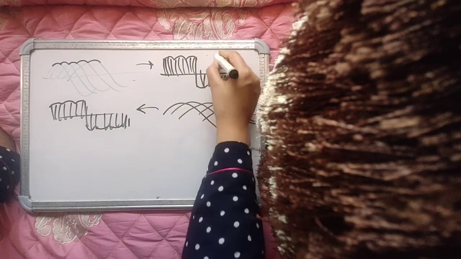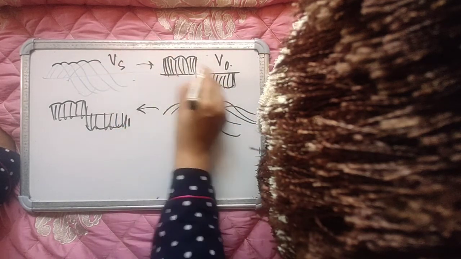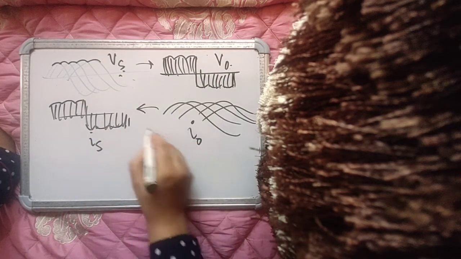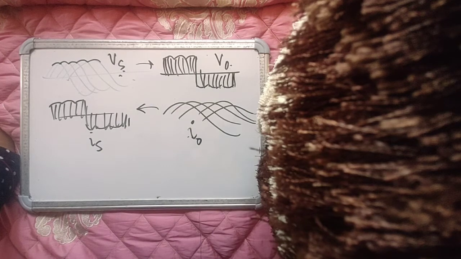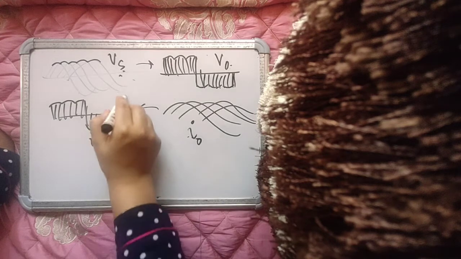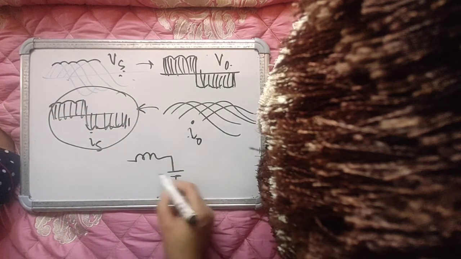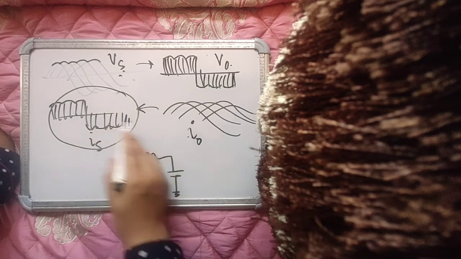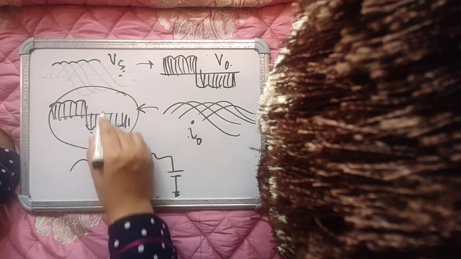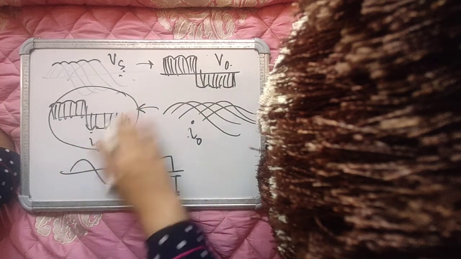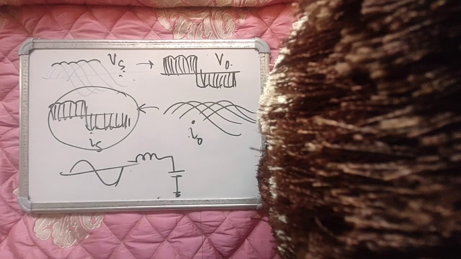So load voltage V0 is a controllable switching function of Vs, and source current Is is a controllable switching function of I0. Because the source current is discrete, it has higher order harmonics, so you always tend to use a small LC filter at the input of the converter, in each phase, so that you can convert this discrete waveform into a sine wave, right? So this is about the nature of the load voltage and the source current of a matrix converter.